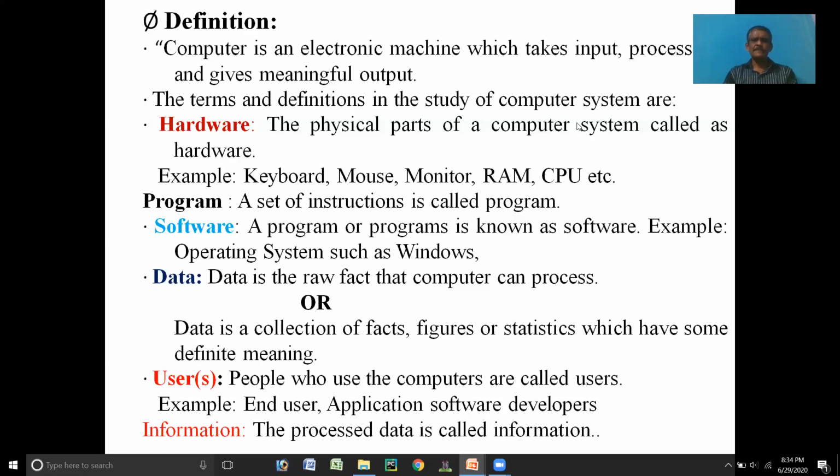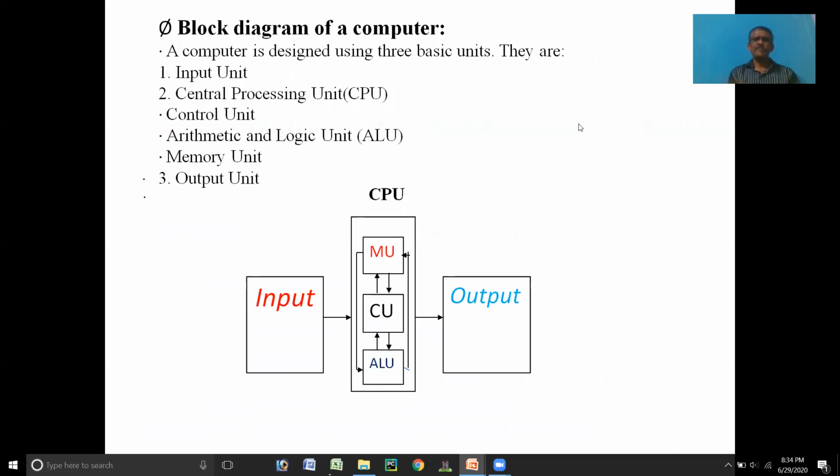Then next we move with the block diagram of a computer.